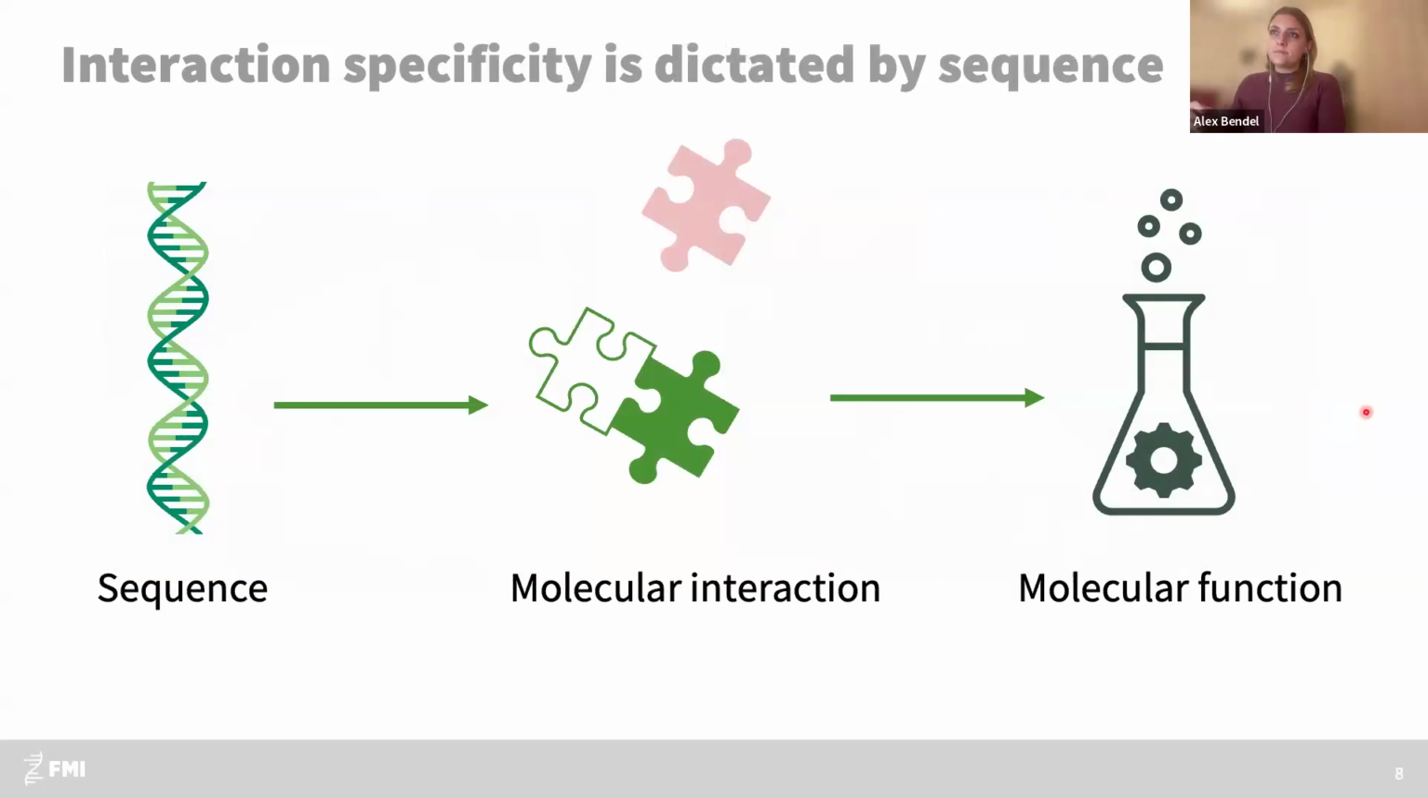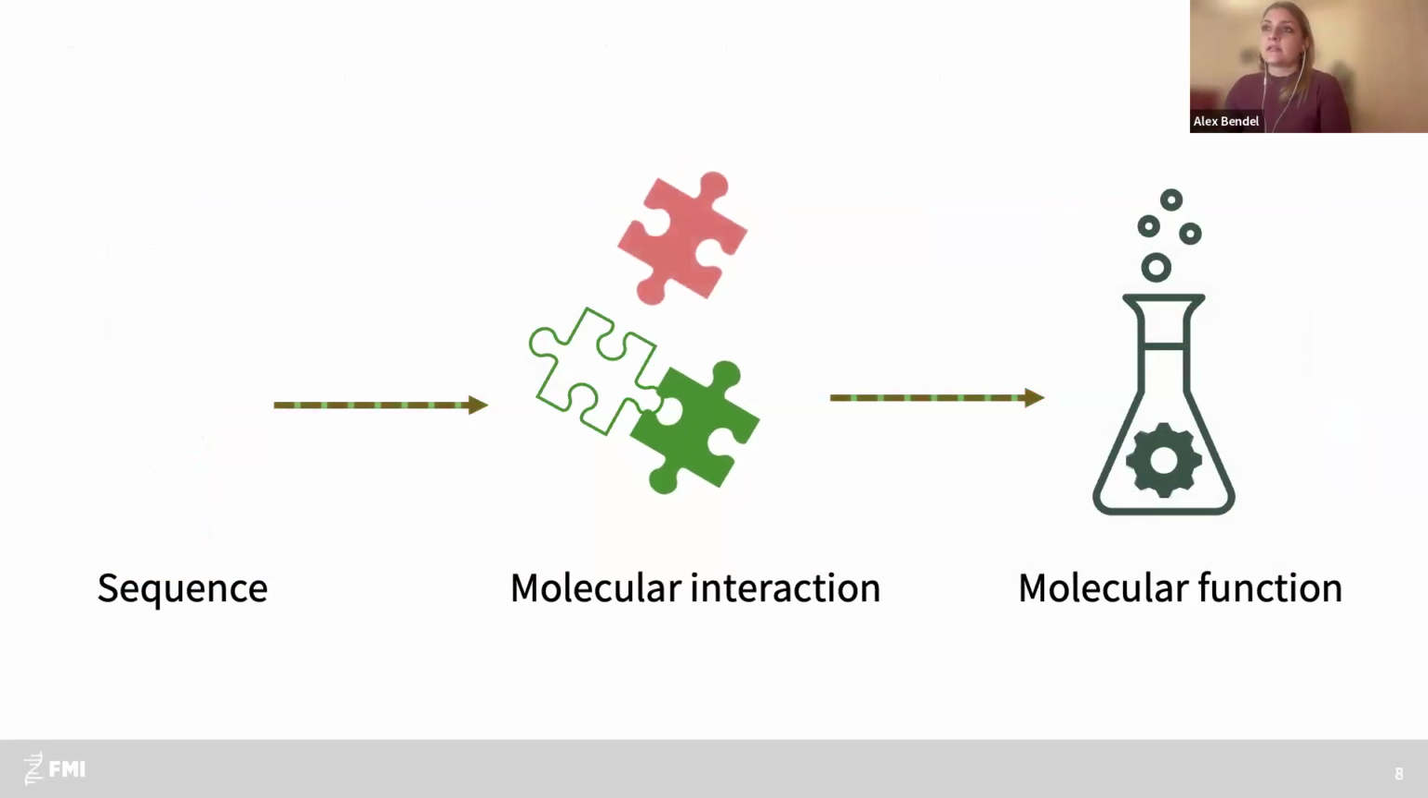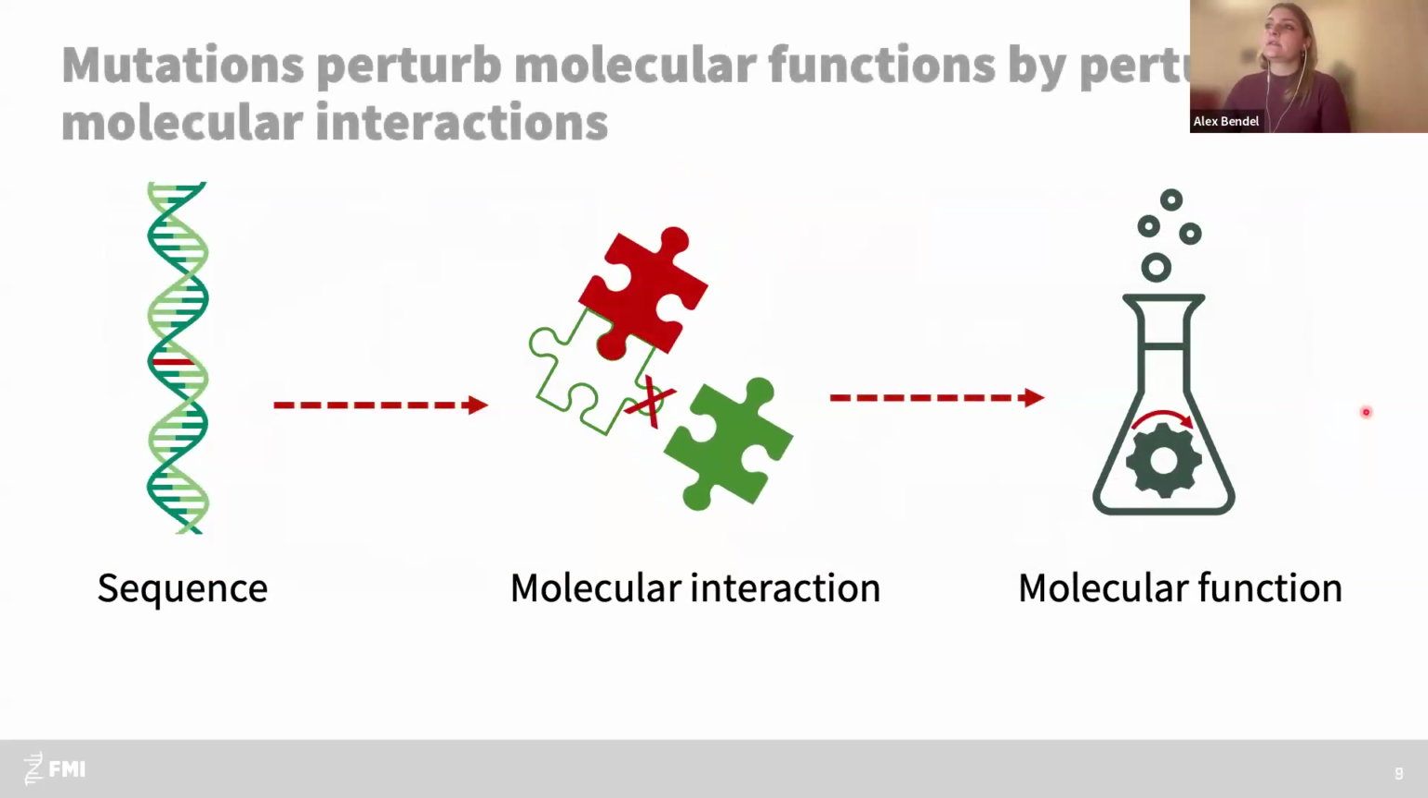And the protein-protein interaction specificity is what is encoded in DNA sequence. So mutations can actually alter these specificities, thereby perturb molecular interactions and thereby perturb molecular functions, and even cause diseases.